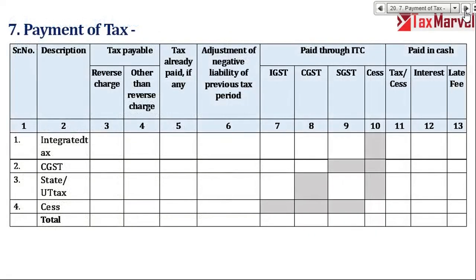Next, payment of tax. Based on this liability, see here, tax type IGST, CGST, SGST, then tax payable, reverse charge, normal tax, tax already paid, adjustment of negative liability, paid through ITC, paid through cash. Standard like today also, but there is no column of adjustment of negative liability and tax already paid in today's return in 3B, right?